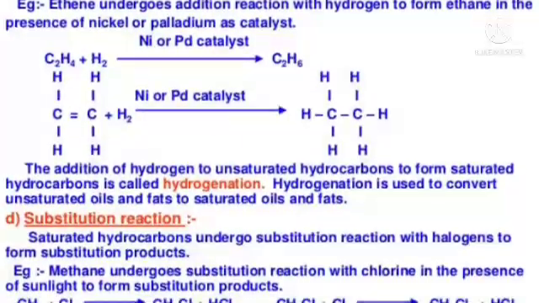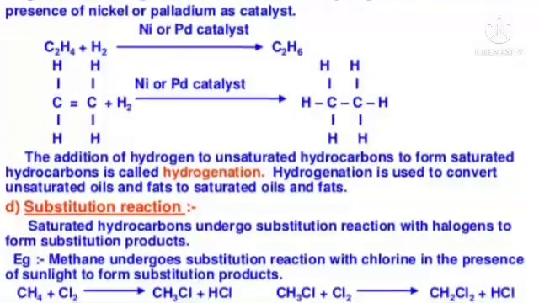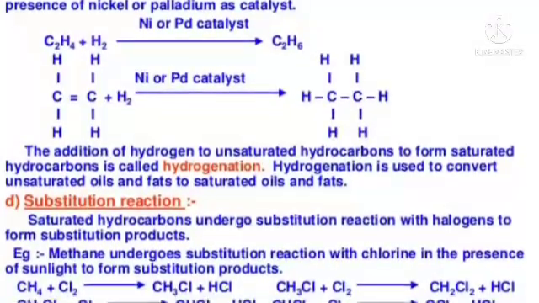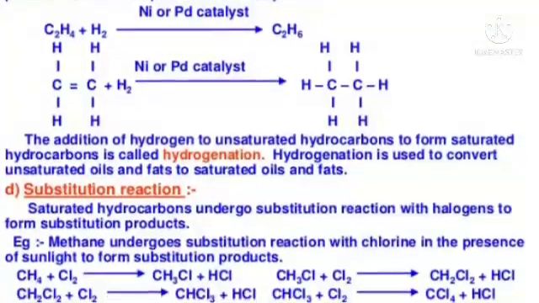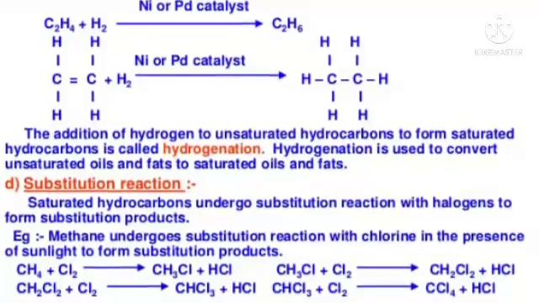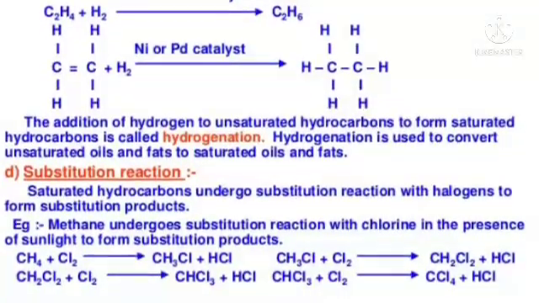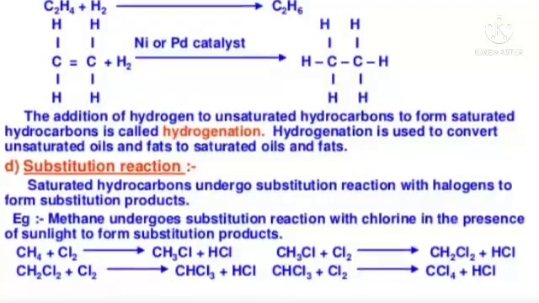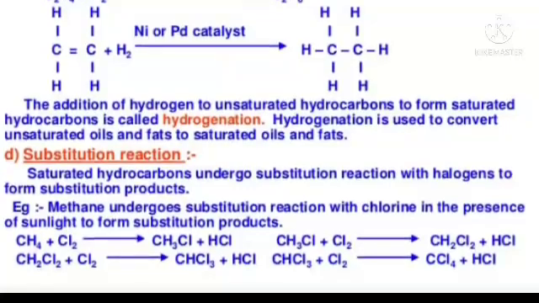The next property is substitution reaction. Saturated hydrocarbons undergo substitution reaction with halogens to form substitution products. Example: methane undergoes substitution reaction with chlorine in the presence of sunlight to form substitution products. The following reaction is shown.